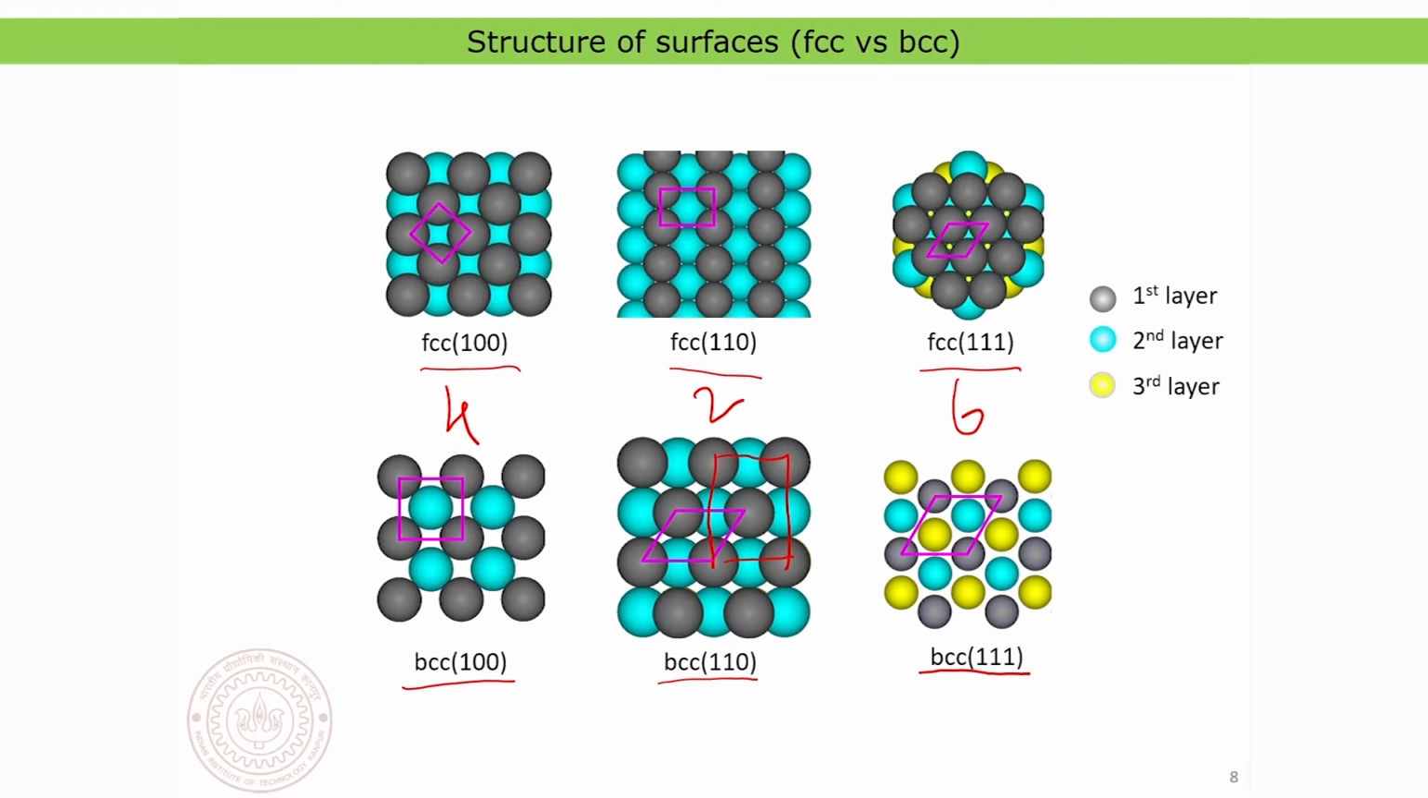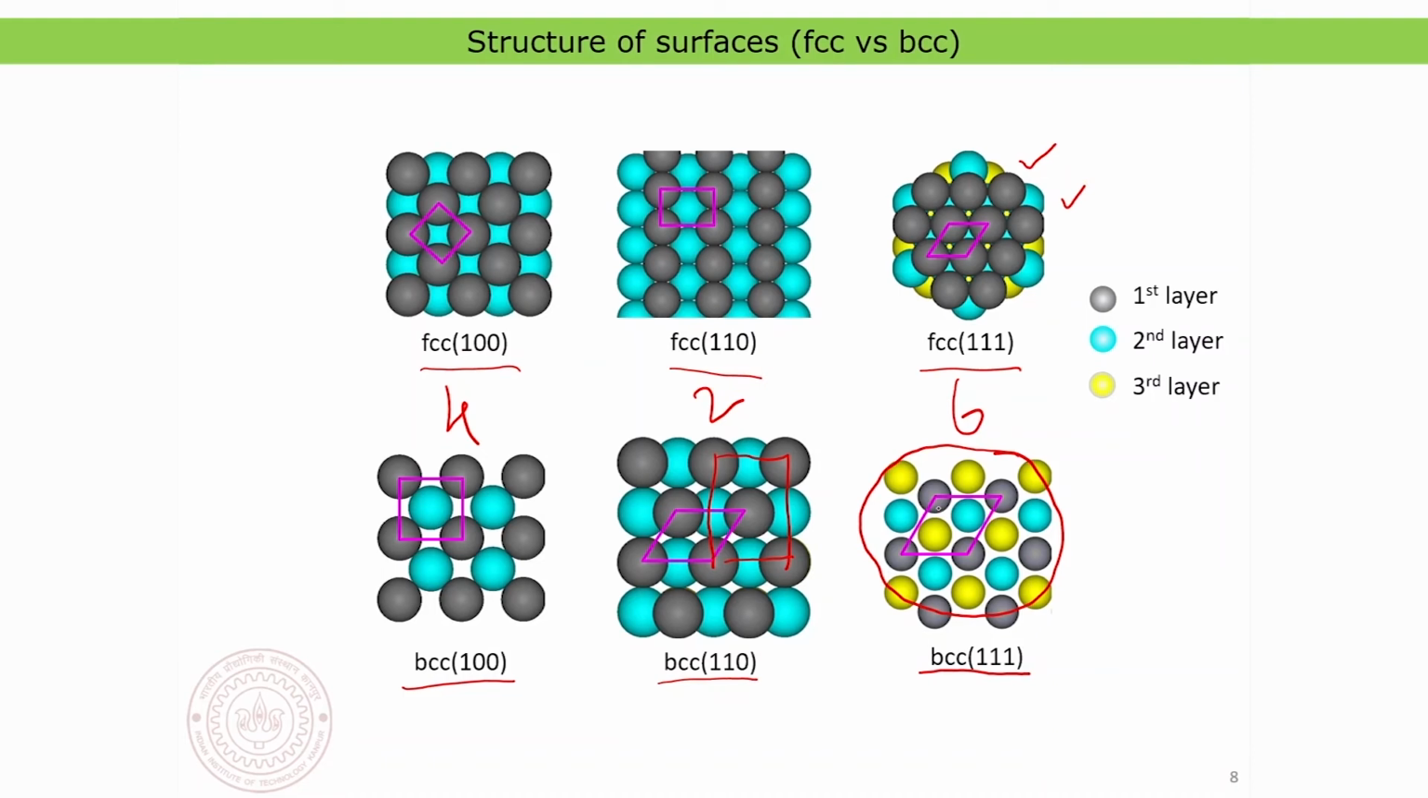And particularly note that for the BCC 111 surface, you can see that the surface is much more corrugated compared to the FCC 111 surface, because you can see it effectively if you look at the packing density. So that's something we will see in the next slide. The packing density is very high in the case of the FCC 111 surface, but that of the BCC 111 surface is very low.